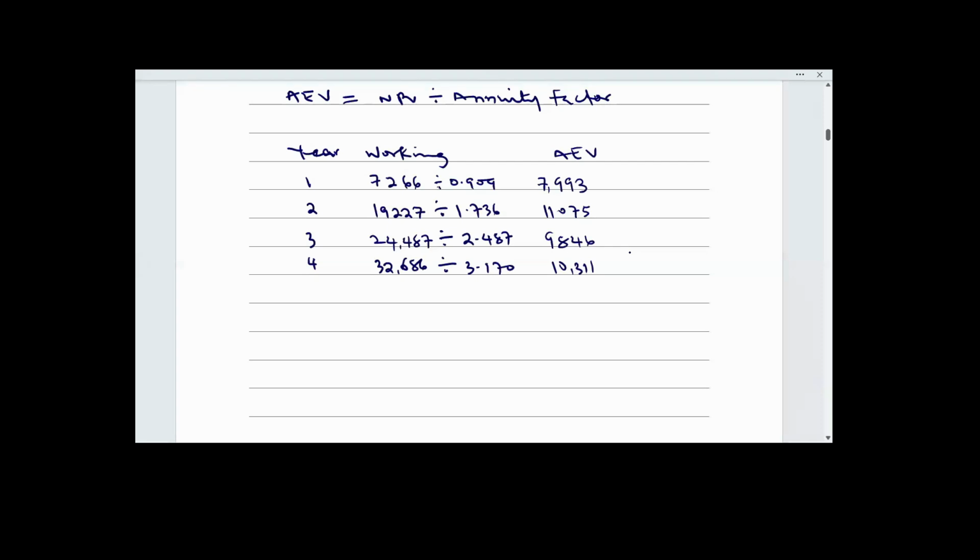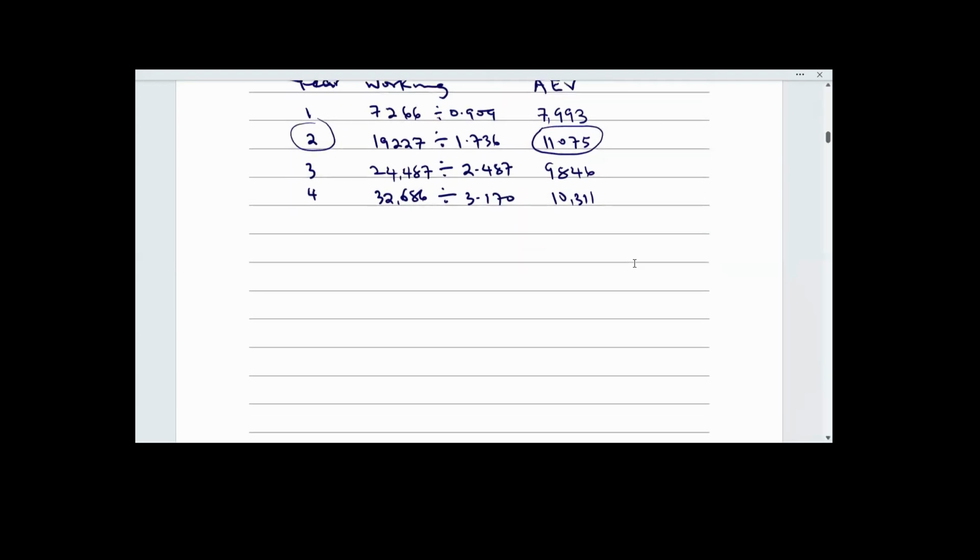So we have computed our annual equivalent value. Therefore, if it is annual equivalent value, you are expected to select the highest AEV. So when you look from year 1 to year 4, the highest annual equivalent value is 11,075 naira. Therefore, the machine should be replaced every 2 years.